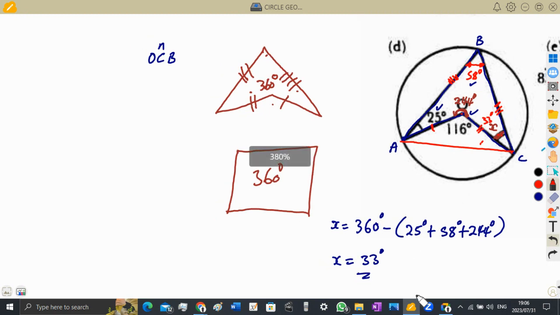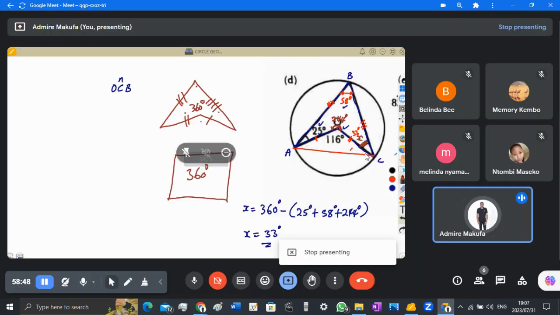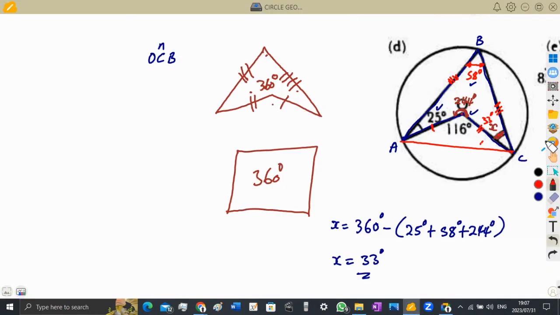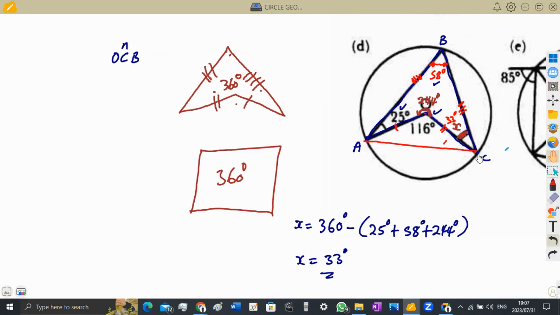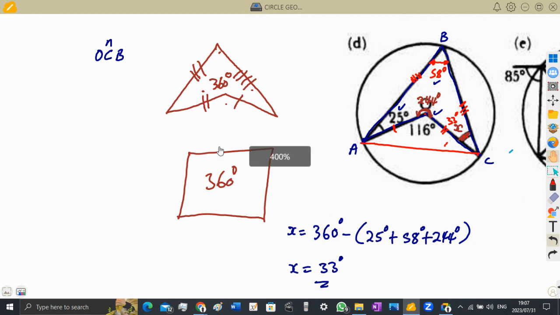We cannot apply that concept. We are supposed to work with the exact concept that we have here, which is to try by all means to play around with your diagram and find other angles that you can find, up to the one that you are given.